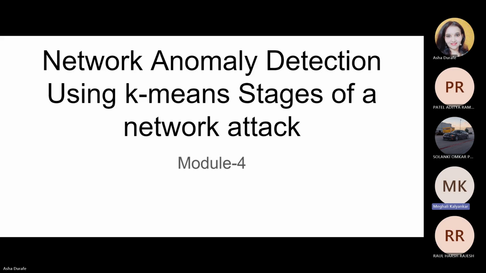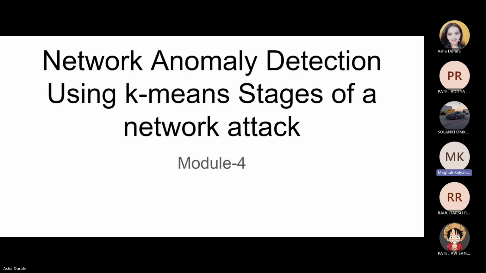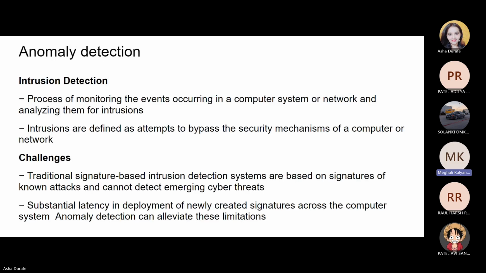detection using the K-means algorithm, and then how to proceed with the stages of network attack with the help of the K-means algorithm for anomaly detection. So we have already seen what the different stages of anomaly detection are, what the different types are, in the previous few lectures. What is intrusion detection? What are the challenges? We'll quickly revise these things and then we will go for the algorithms which are best suited for anomaly detection in general. Then we will talk about the K-means algorithm, which is prescribed in your syllabus, especially for anomaly detection.